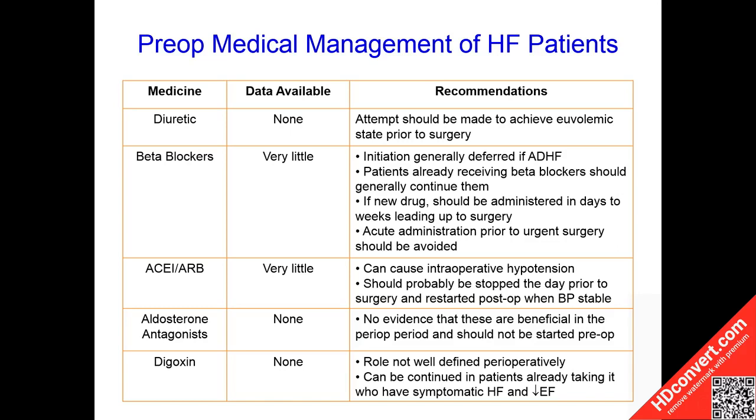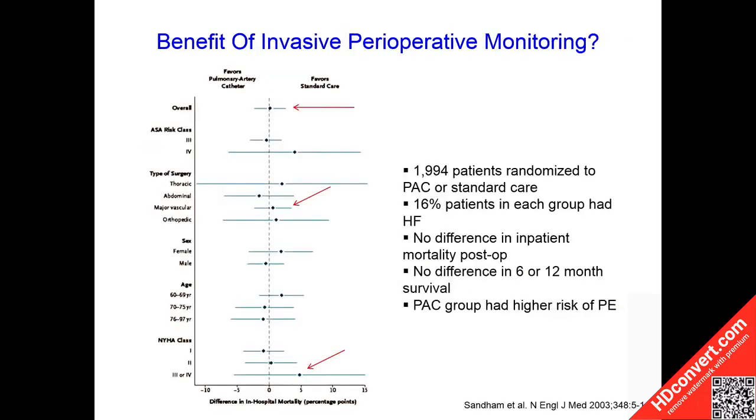How about ACE inhibitors and ARBs? Very little data, but these agents can cause intraoperative hypotension. I think it's very reasonable, and a lot of people do, even though this is somewhat debated, to hold ACE inhibitors or ARBs in the day prior to surgery, let them get through surgery, and then restart after we're sure that blood pressure is stable. As far as things like aldosterone antagonists and digoxin, there's very little evidence, but I would say that these are medicines I would not start heading off for surgery if they're not already on it, but if they're on these medications, it's reasonable to continue going into surgery.